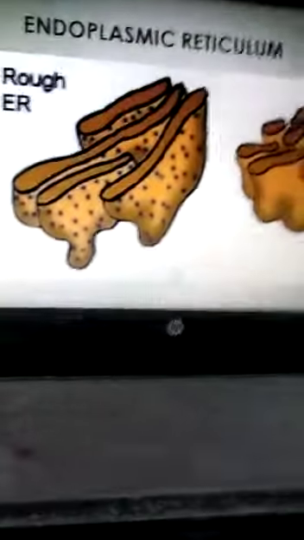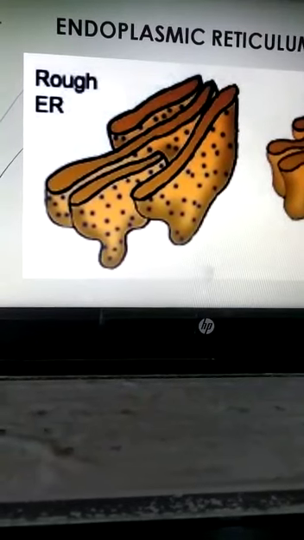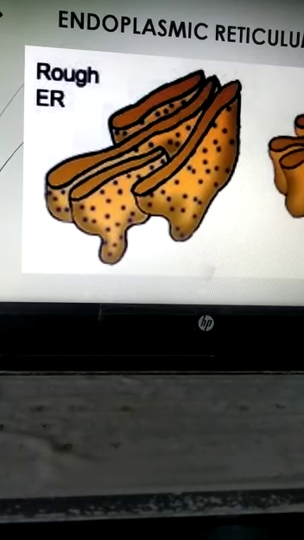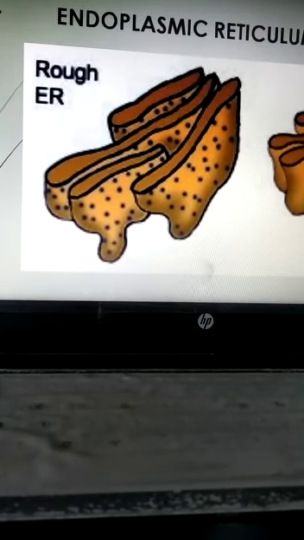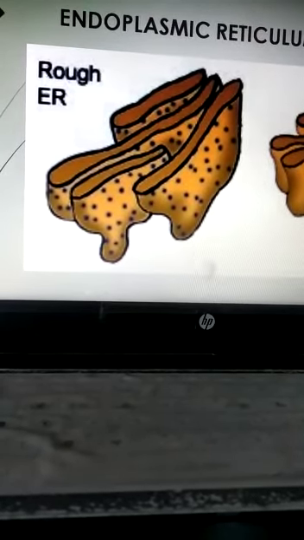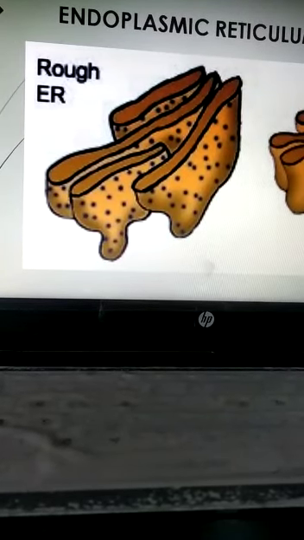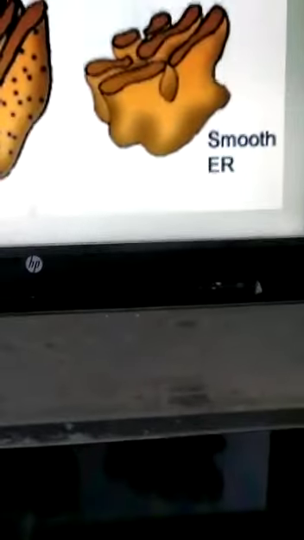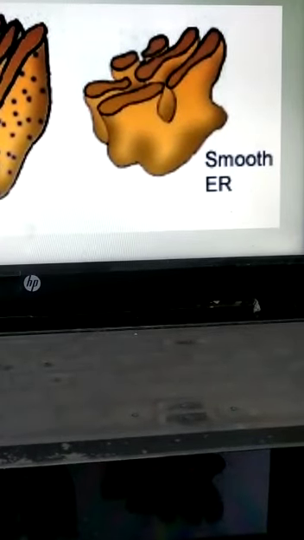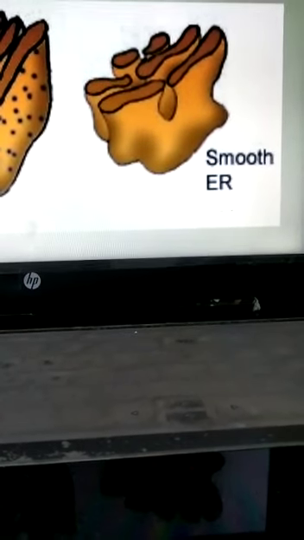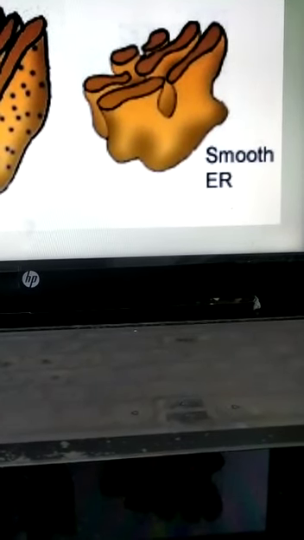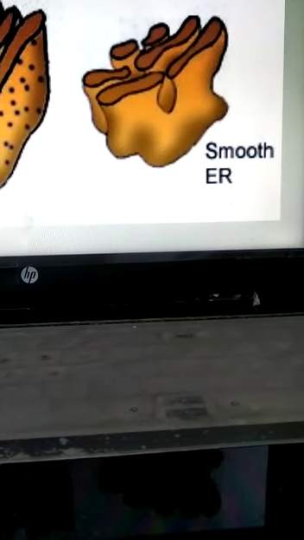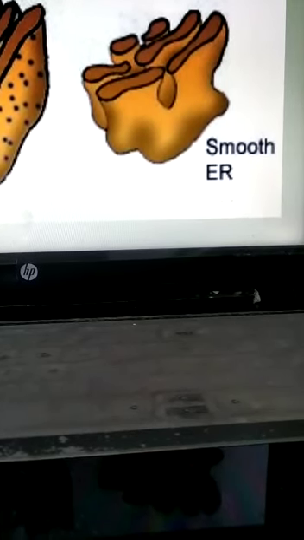Rough endoplasmic reticulum is lined with ribosomes and is rough in appearance, hence named as rough endoplasmic reticulum. It is the site of protein synthesis. Second is the smooth endoplasmic reticulum. It contains no ribosomes and hence is smooth in appearance, and it helps in lipid and steroid synthesis.